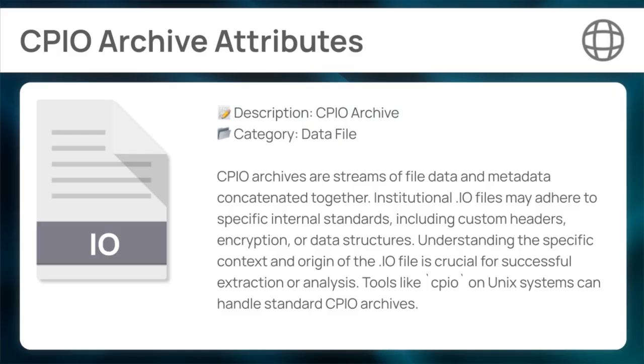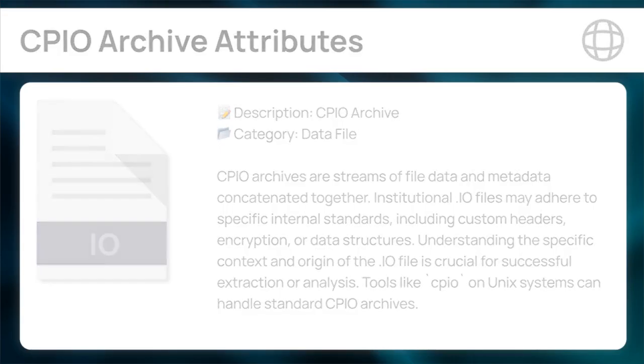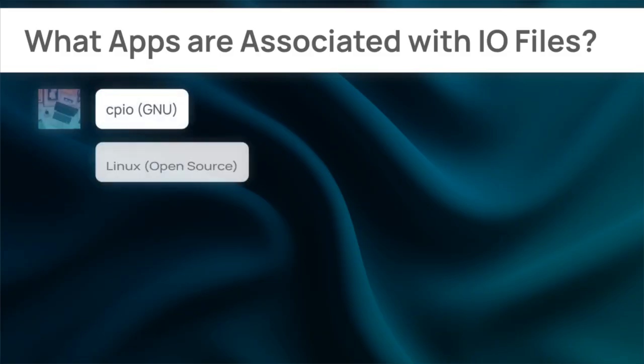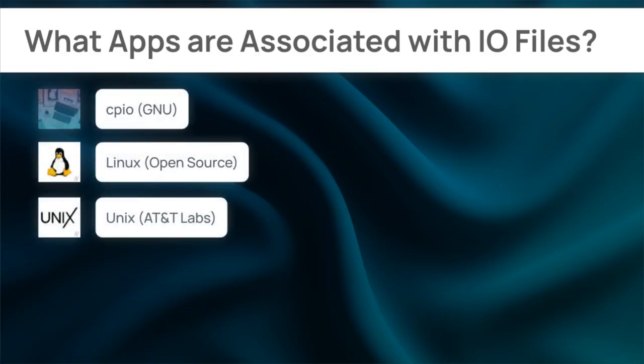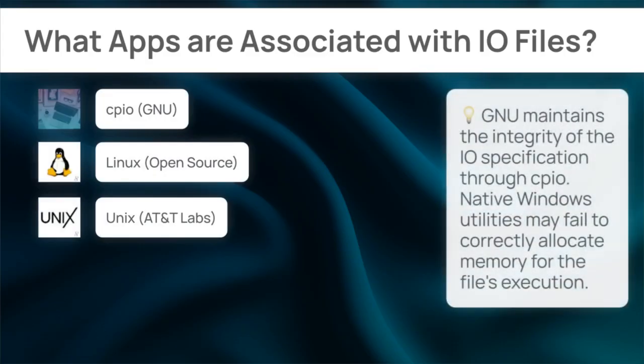Tools like CPIO on Unix systems can handle standard CPIO archives. The application responsible for generating the I/O file is typically CPIO by GNU. Native Windows utilities may fail to correctly allocate memory for the file's execution. Windows displays only foundational metadata, so analyzing the content requires dedicated software.